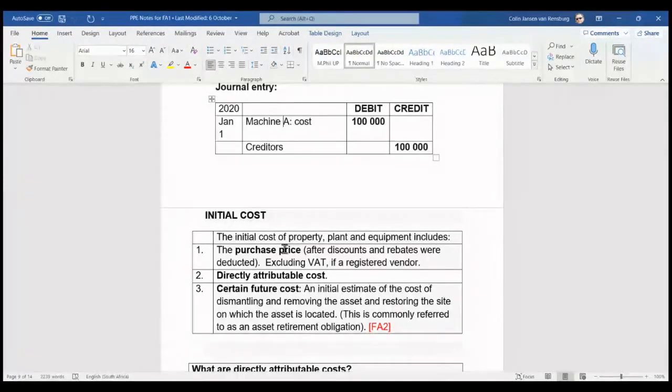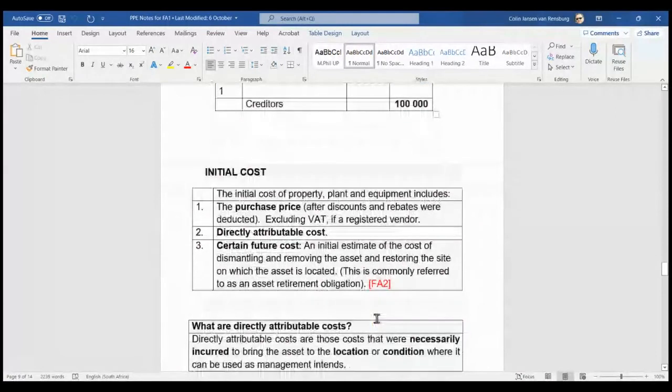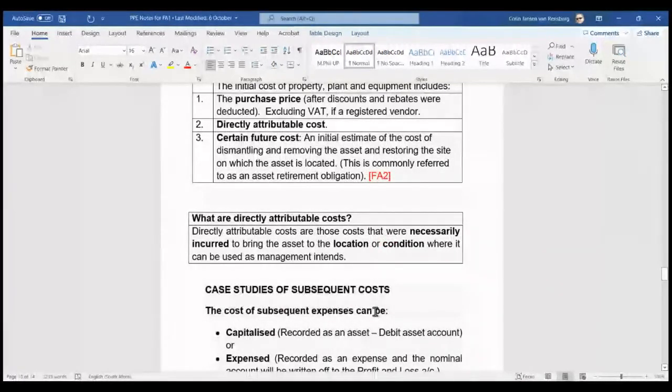Then the matter of directly attributable cost, which we started discussing last week, we're going to continue with that, and also certain future costs, such as the cost of dismantling an asset at the end of its useful life, should also be capitalized if it is known upfront, right? But that we are going to discuss in financial accounting 2. So now let us just again talk about directly attributable cost. Later on, when we are going to do our first class exercise, we are going to come back to the matter of directly attributable cost.